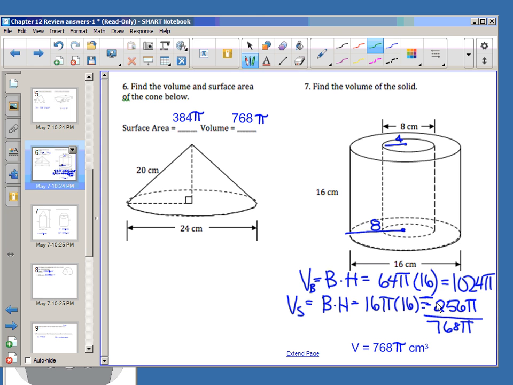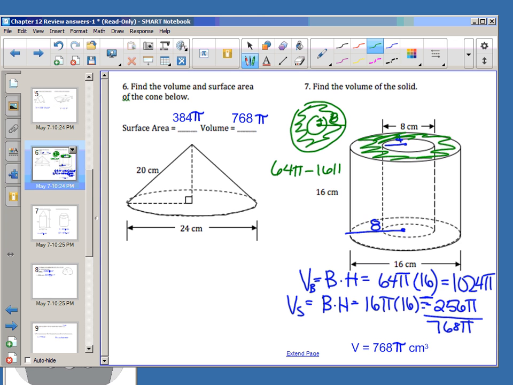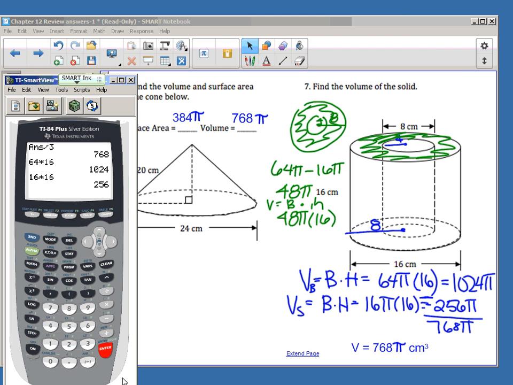Another method is to say, well, the shape of my base is now this annulus. So I'm going to find my base area by doing the big circle minus the little circle. So again, the radius of the big one is 8, so I get 64 pi. The radius of the little one is 4. I'm going to subtract out that 16 pi. My base area is 48 pi. So that's like my big B. And now I'm going to multiply that by my height. So I get 16. So 48 times 16 should still give me 768 pi.